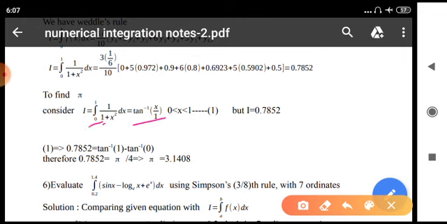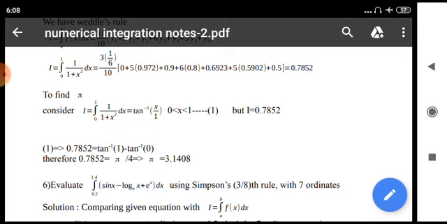Here a is 1. But we know that I value is 0.7852. So equation 1 implies 0.7852 is equal to tan inverse of x by 1, x value lying between 0 to 1. Upper limit is 1, lower limit is 0. So when you apply the upper limit, what we get is tan inverse of 1. When we apply the lower limit, it will be tan inverse of 0.